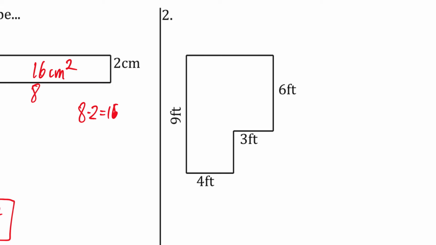Okay, so let's think about this. If this is 4 and this is 3, how long is this whole side up here? 7. It's got to be 7 because 4 and 3 together make 7. So now if I split it like this, this rectangle right here is length of 7, width of 6. 42. Good. So 7 times 6 is 42.